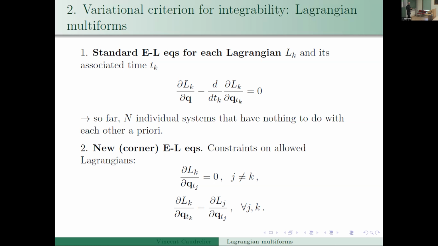There's a constraint on the allowed Lagrangians. You can't just put anything, which you would expect from integrability. I'm coming to that because that's the punchline.